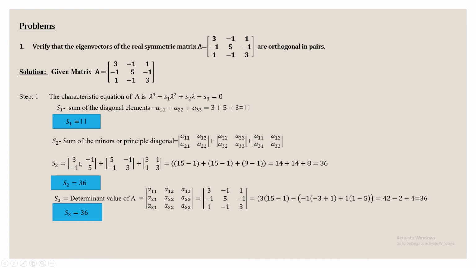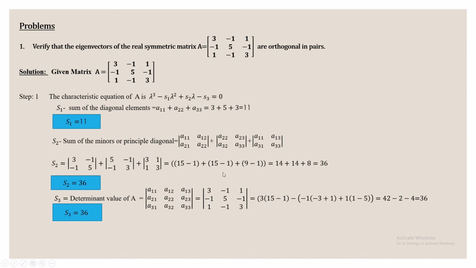A11 is what? 3, put it in. A12 is what? -1, put it over here. And then A21 is what? -1. A22 is 5, and then plus another determinant matrix: A22 is 5, A23 is -1, put it over here. Now substitute A32 value is -1, A33 value is 3, write it here, plus A11 is 3, write it here, A13 is 1, A31 is 1, A33 is 3, write it over here.